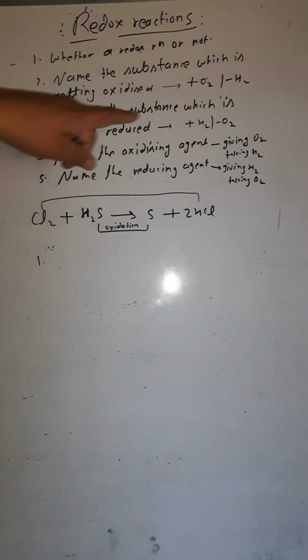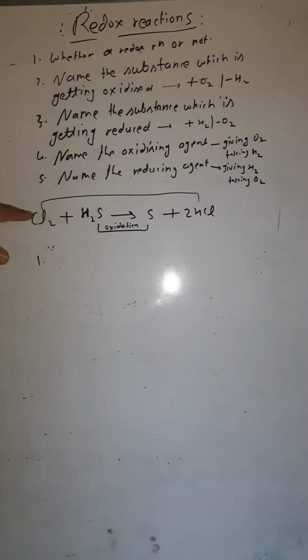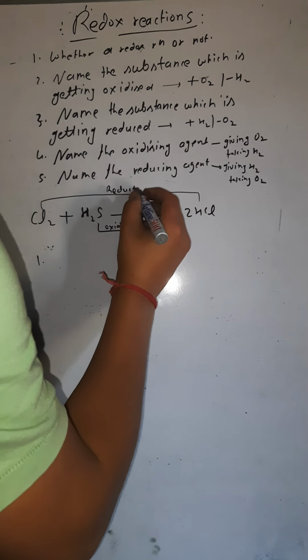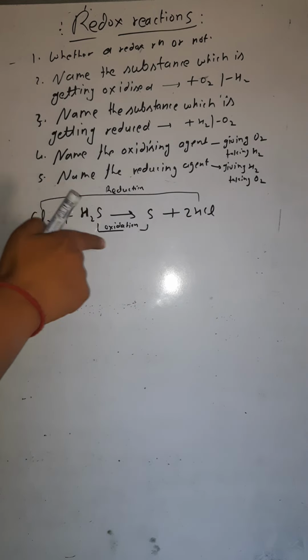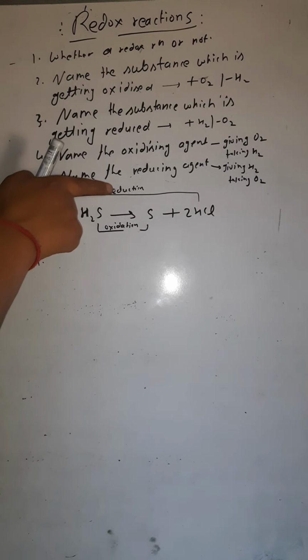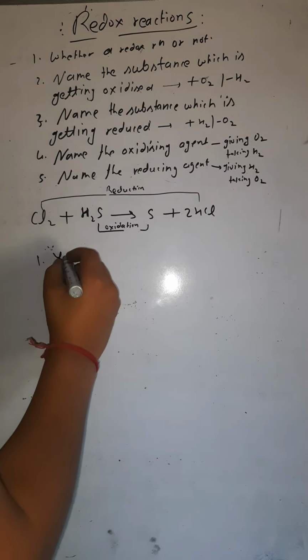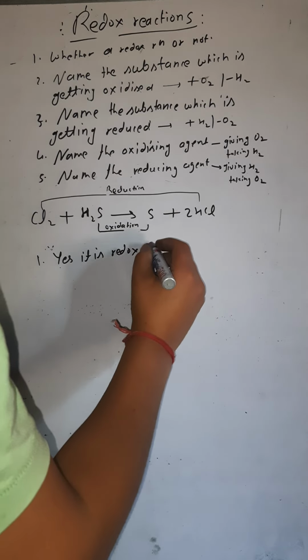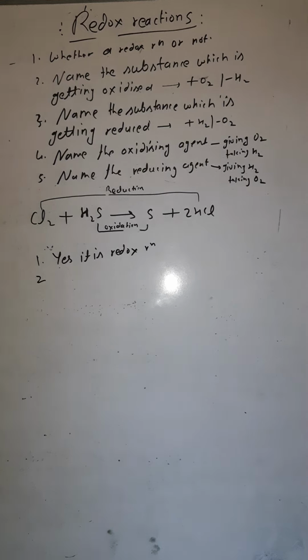Similarly, here you can see reduction. Reduction means addition of hydrogen. Look here, chlorine was alone. Now hydrogen is being added there. So addition of hydrogen is taking place here, and this is the reduction example. Here you can see both oxidation and reduction taking place, so it is an example of a redox reaction. So the answer would be yes, it is a redox reaction. Answer number 2.